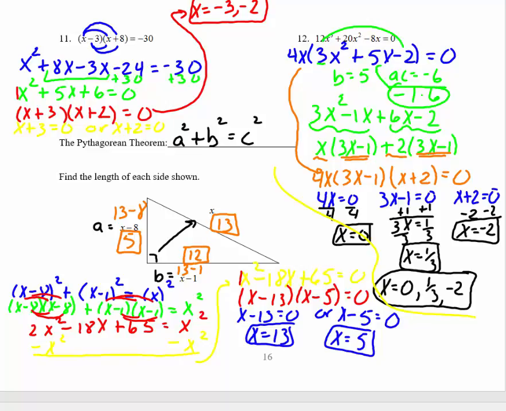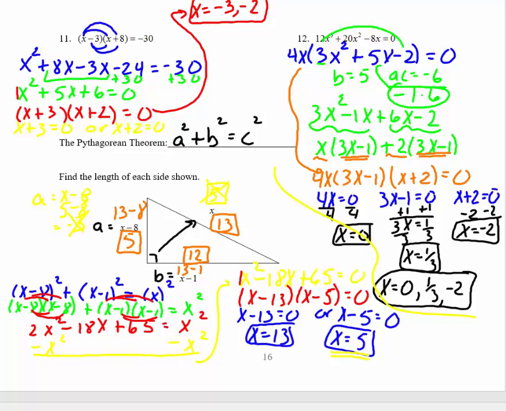Now let's look at the other x value. The other x value I got was 5. So x equaling 5 is okay for the hypotenuse. But what happens if I plug it in for a? If a was x minus 8, and I plug in a 5, 5 minus 8 turns out to be a negative 3. Can a side be negative? Can a length be negative? No. So it gets thrown out, which means 5 has to get thrown out.